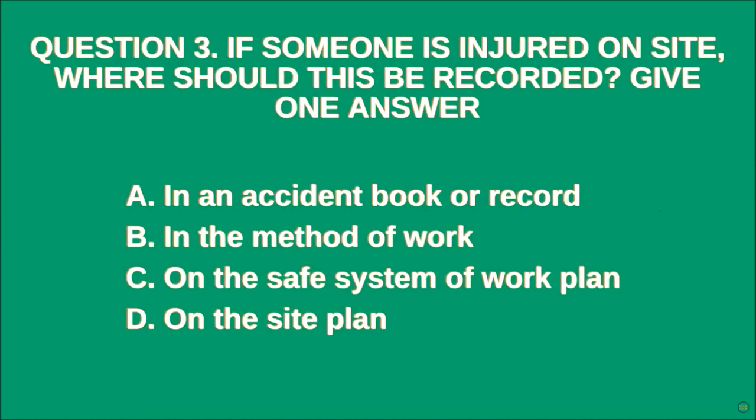Question 3. If someone is injured on site, where should this be recorded? Give one answer. A. In an accident book or record. B. In the method of work. C. On the safe system of work plan. D. On the site plan. A. Is the correct answer.